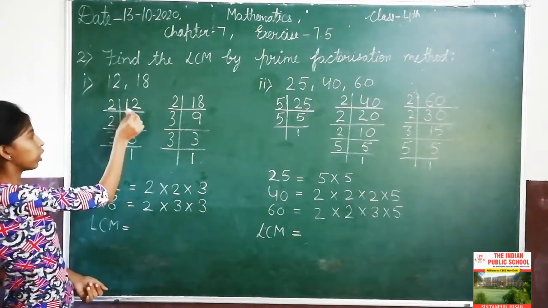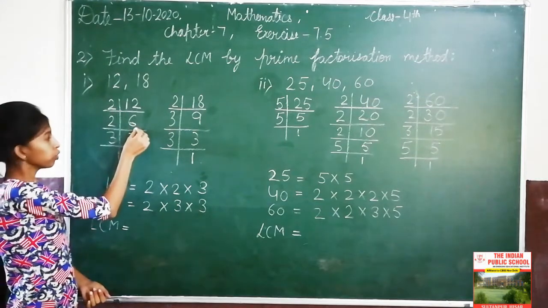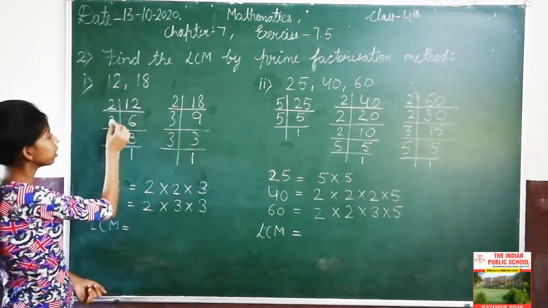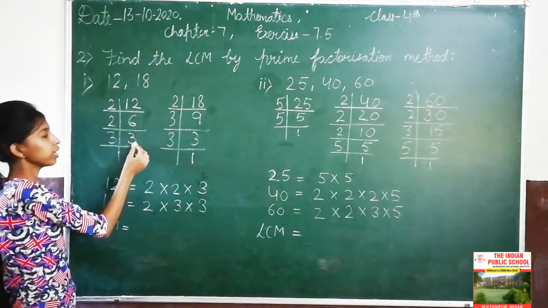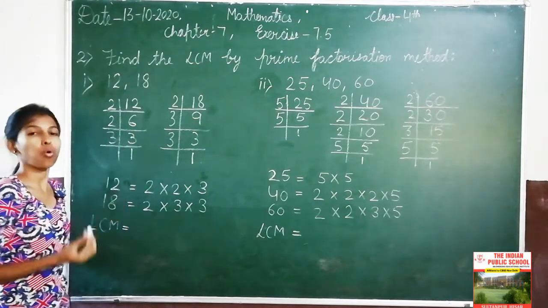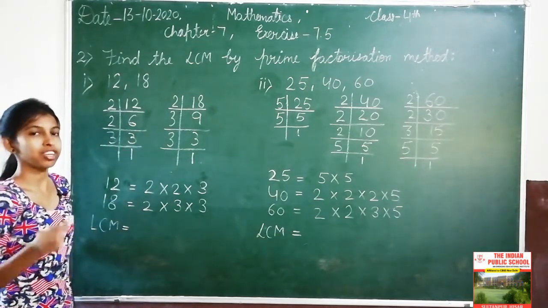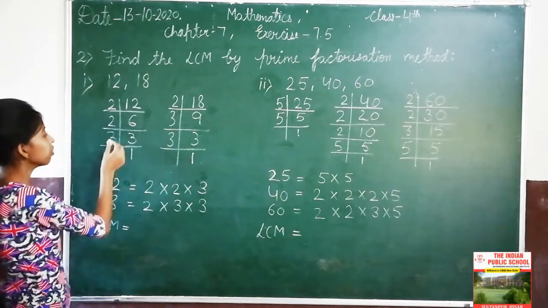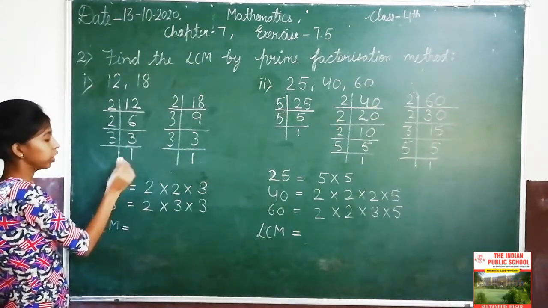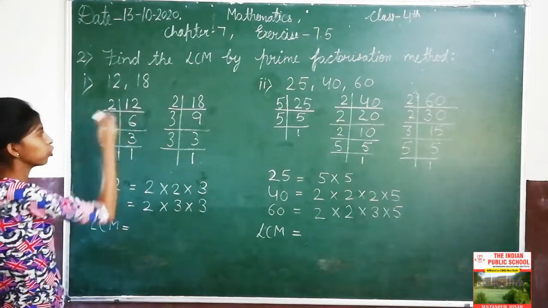When we divide 12 by 2, we will get 6. Again 6 is an even number, so we will divide by 2, and again we will get 3. Now 3 is an odd number and our next prime number is 3. So we will use 3 here. We will divide by 3, we will get 1. Now these are the prime factors of 12.